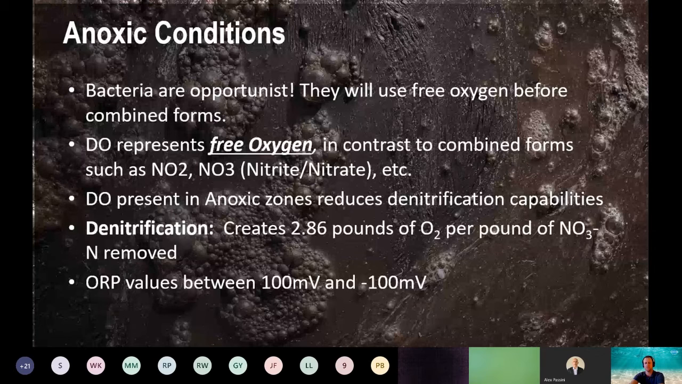And if you're using ORP, you may be looking for values, and we'll talk a little bit more about these particular instruments as we get a little farther along. But if you're using ORP, millivolt values between 100 and minus 100 would represent generally an anoxic condition.